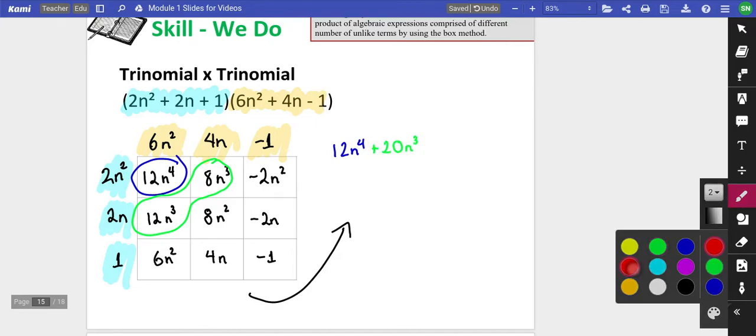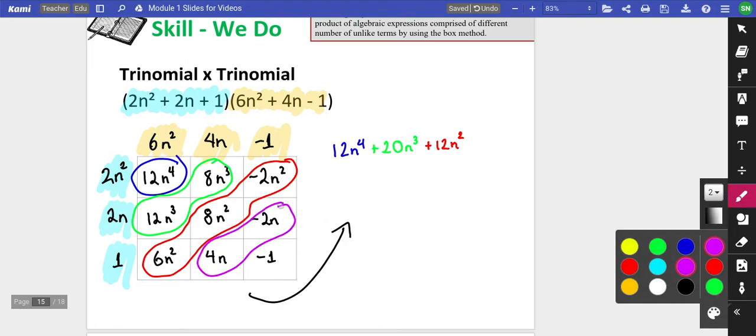The next highest is 2. Now this one we will be adding 3 different terms. 6, 8, and negative 2. That would give us positive 12n squared. Then we have negative 2n and 4n. That's a plus 2n. And at the end we have the negative 1, the constant.